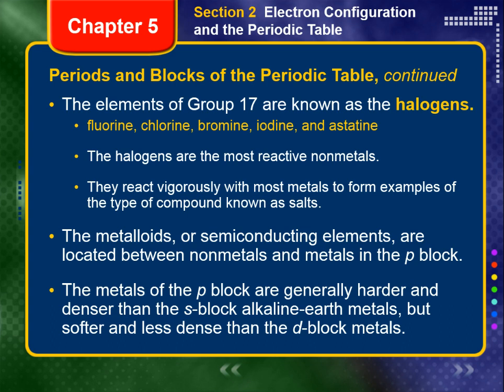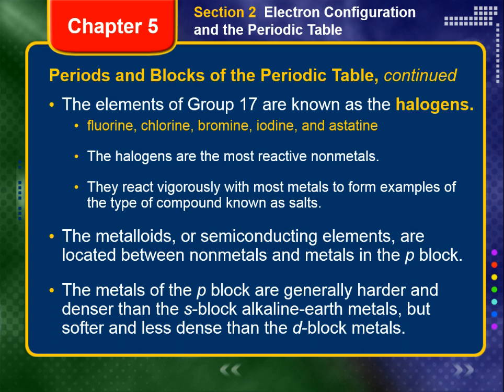The metalloids, or semiconducting elements, fall on both sides of the line separating nonmetals and metals in the P block. They are mostly brittle solids with some properties of metals and some properties of nonmetals. The metalloid elements have electric conductivity intermediate between that of metals, which are good conductors, and nonmetals, which are nonconductors.